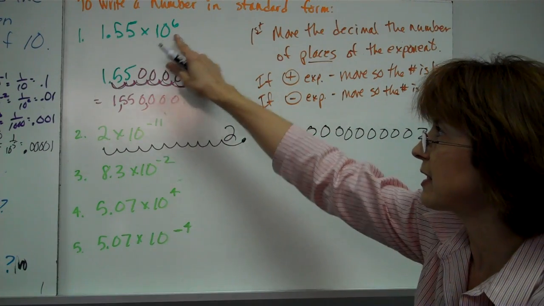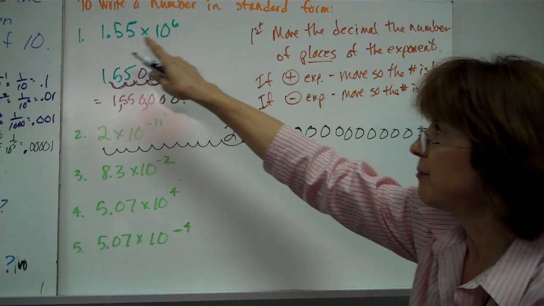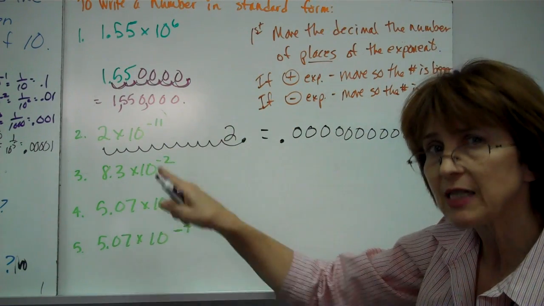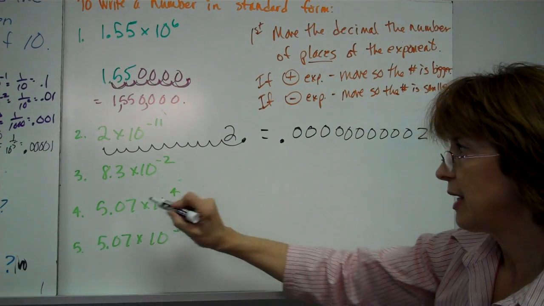Some of you learned, okay, 6, that means I add 6 zeros. No, it means 6 decimal places. You could say 11, oh, put on 11 zeros. No, it's 11 decimal places, so be careful about that.